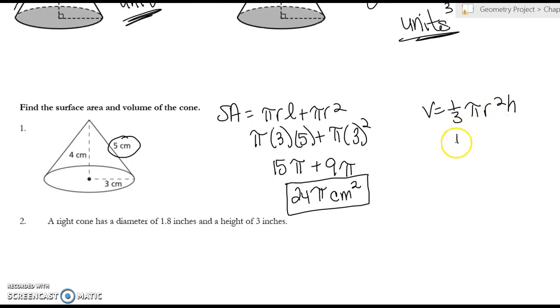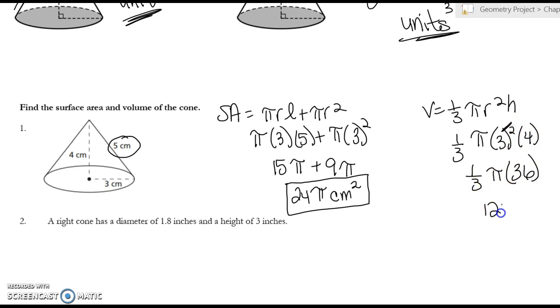And so it's going to be 1/3 times pi times my radius is 3 squared times my height of 4. So that's 1/3 pi times, this is 9 times 4, which is 36. And 36 divided by 3 is 12. So it's 12 pi centimeters cubed. And that's it. When they get harder, it's because you have to find the slant, which is this little Pythagorean theorem.